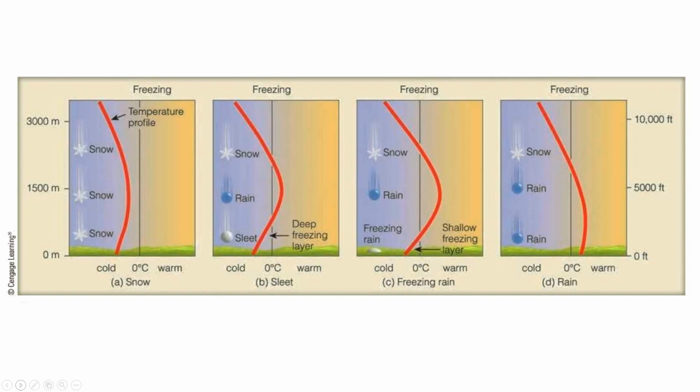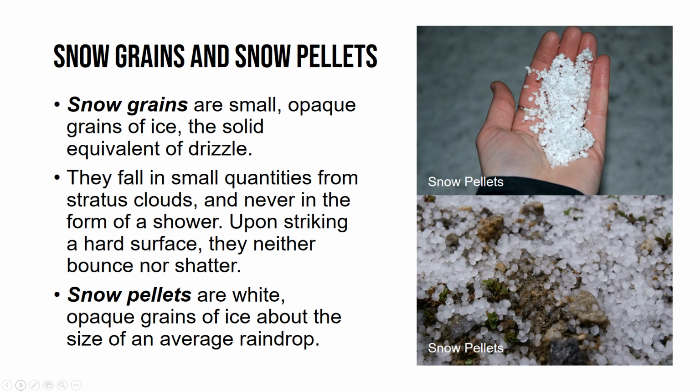Next we have rain, just the opposite of snow. Air temperature is above freezing in a sufficiently deep layer, so it produces rain. So it starts as snow or ice particles, but then the layer below it, or what we call the sufficiently deep layer, is warm. So it melts and stays that way as it reaches the surface.